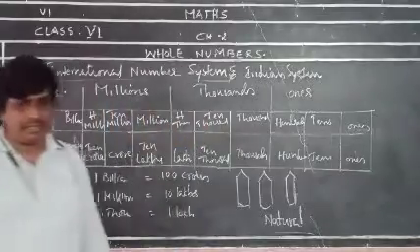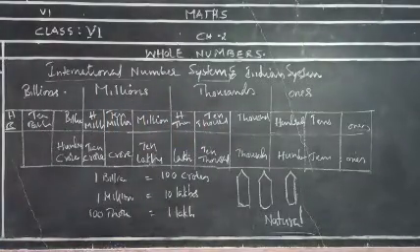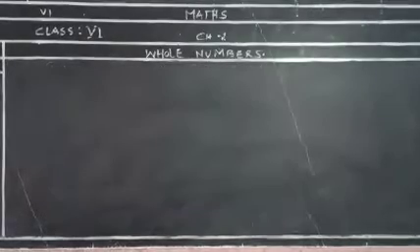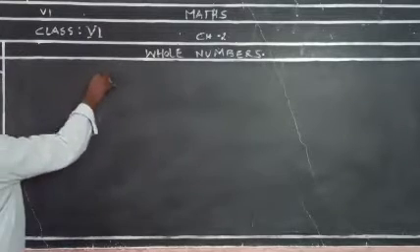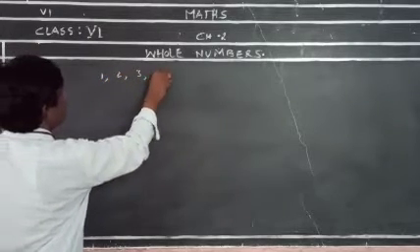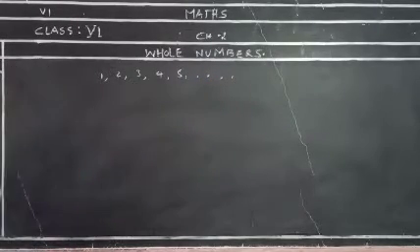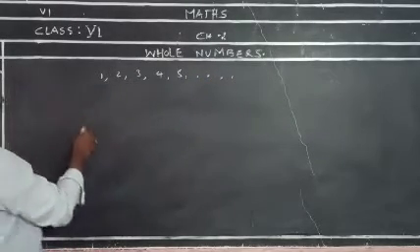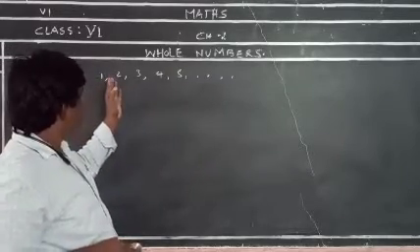What are natural numbers? Natural numbers are nothing but counting numbers. So natural numbers are counting numbers, which means the numbers are 1, 2, 3, 4, 5, like this we will count. Natural numbers means we are starting from the number 1 and so on.